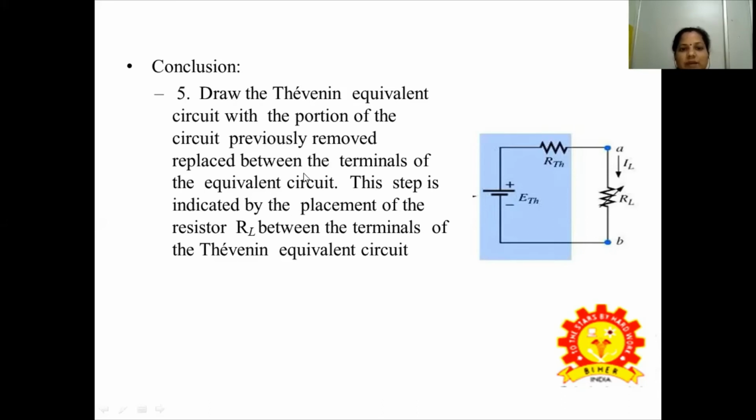So in conclusion, draw the Thevenin equivalent circuit with the portion of the circuit previously removed replaced between the terminals of the equivalent circuit. This step is indicated by the placement of resistor RL between the terminals of the Thevenin equivalent circuit.